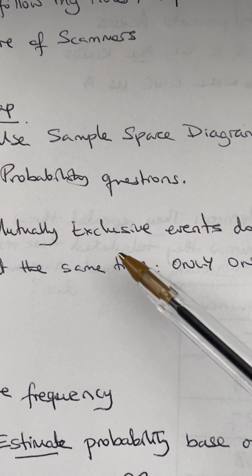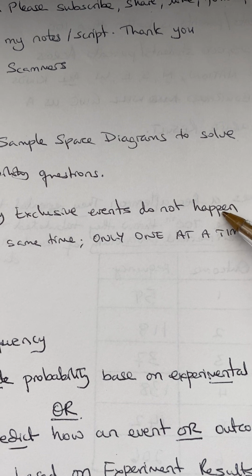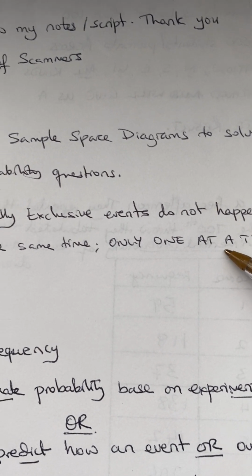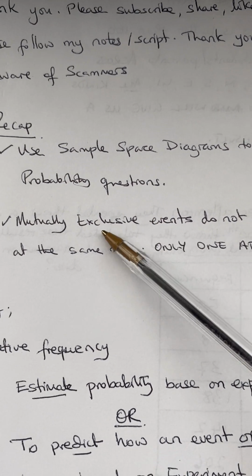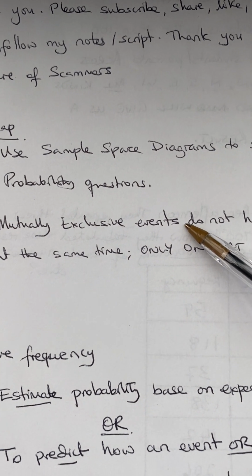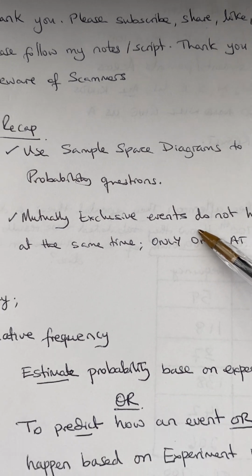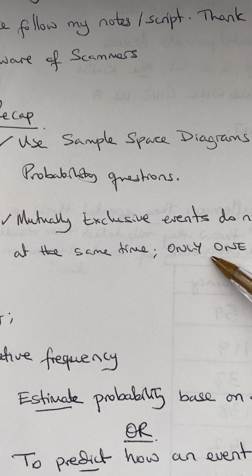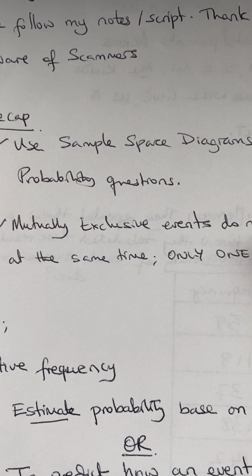Then I went on to talk about mutually exclusive events that will not happen at the same time. Okay, I explained this at length. So by now, you should know what mutually exclusive events are. If you throw a die, you can only get one outcome. If you throw two dice, you can only get one outcome in a throw.